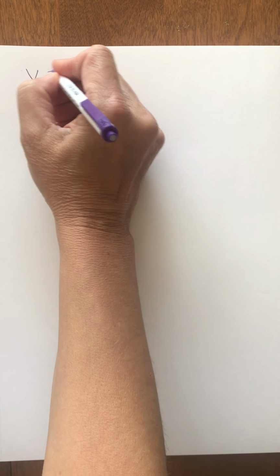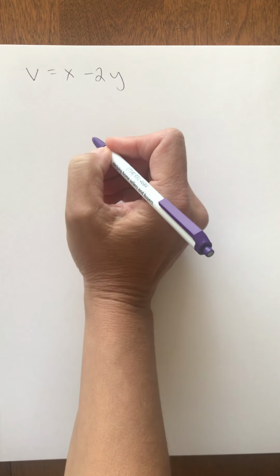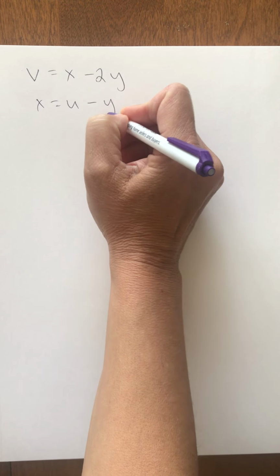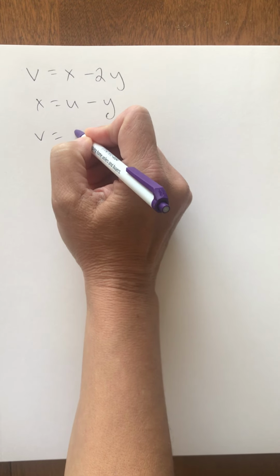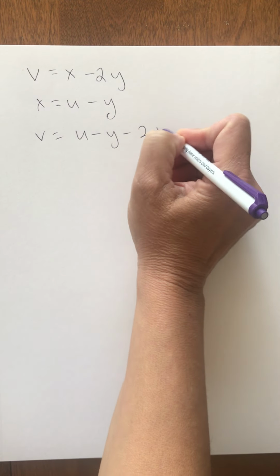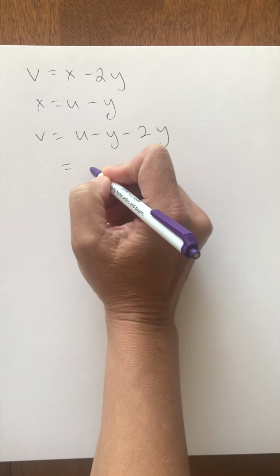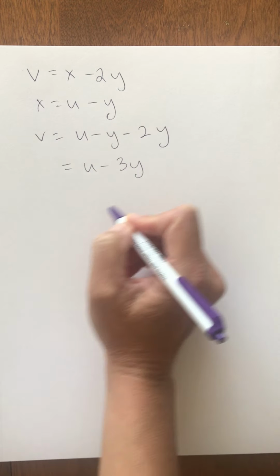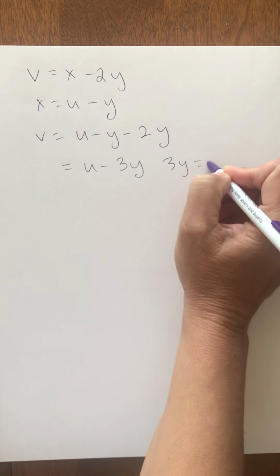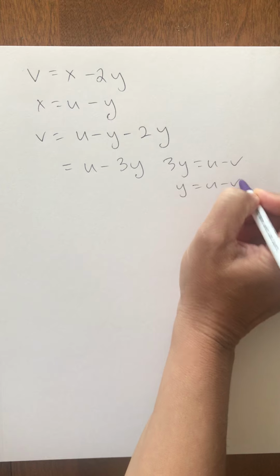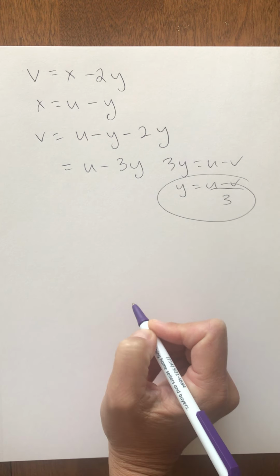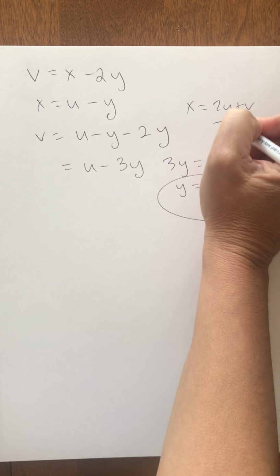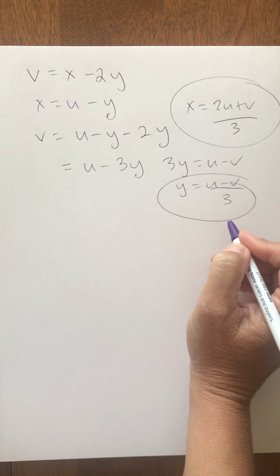So I have v equals x minus 2y. I have x equals u minus y. So v equals u minus y minus 2y. So this is u minus 3y. So 3y equals u minus v. Y equals u minus v over 3. So I have x equals 2u minus v over 3. I have y equals u minus v over 3.